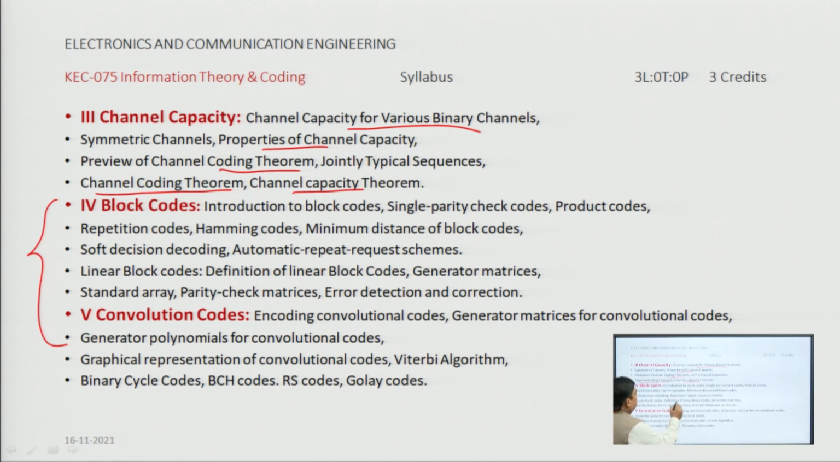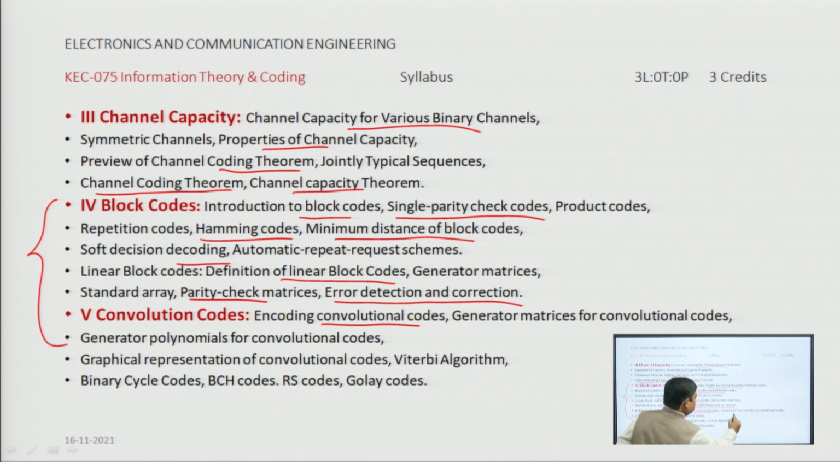In block codes: introduction, single parity check codes, Hamming codes, minimum distance of block codes, soft decision decoding, definition of linear block codes, error detection and correction, and parity check matrix. And in the last, fifth unit, we will cover convolutional codes: encoding, generator matrix, generator polynomial, graphical representation of convolutional codes, and the Viterbi algorithm for decoding. Also binary cyclic codes, BCH codes, RS codes and Golay codes, that we will cover in the fifth unit.